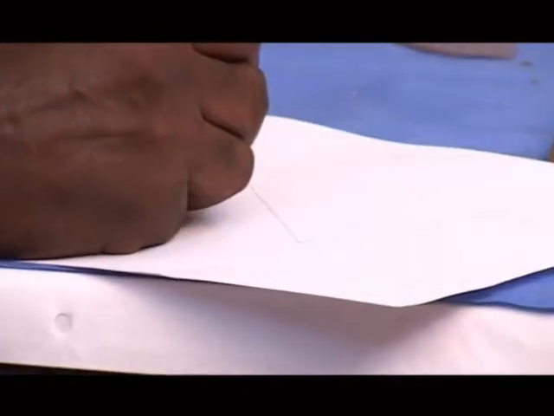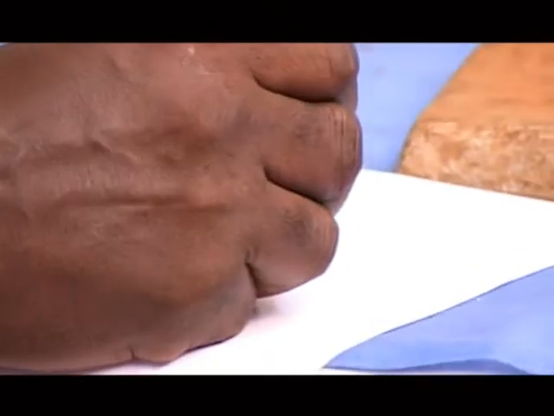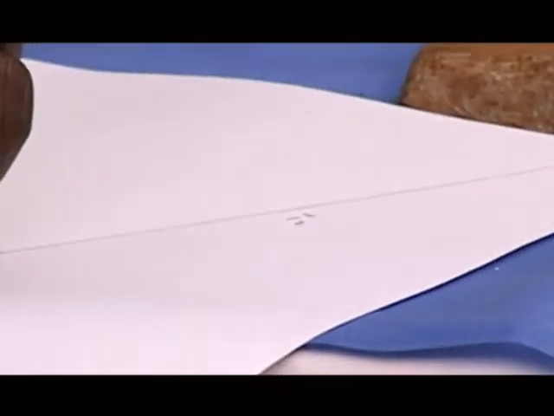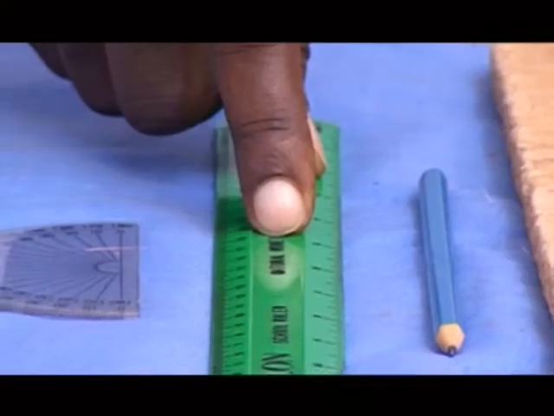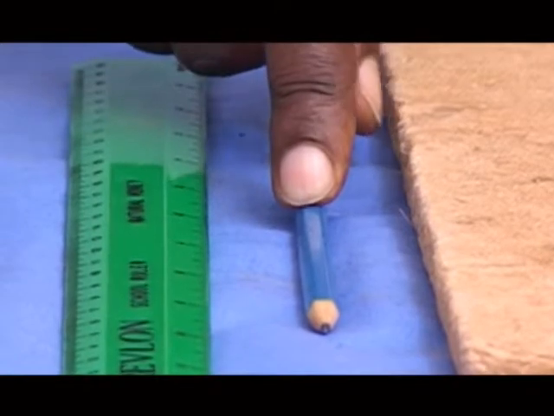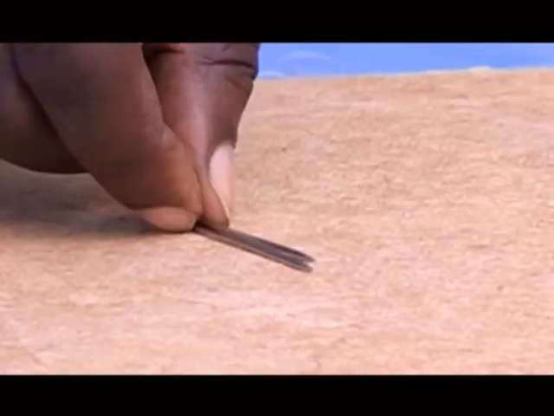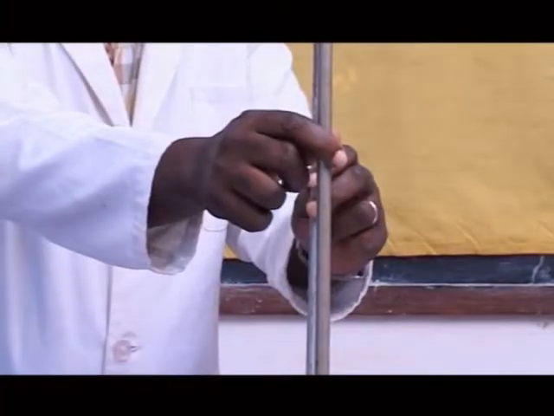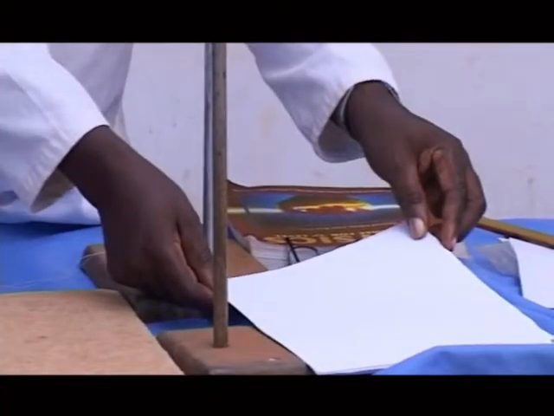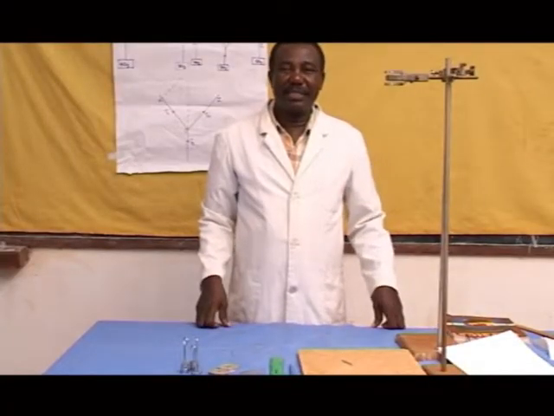Requirements: slotted masses, 2 pulleys, protractor, ruler, pencil, drawing board, optical pins, 2 retort stands, and plain paper. Precaution: the string should be inelastic and strong.